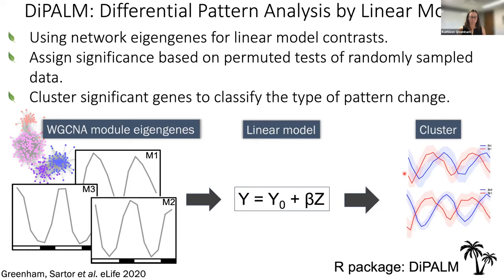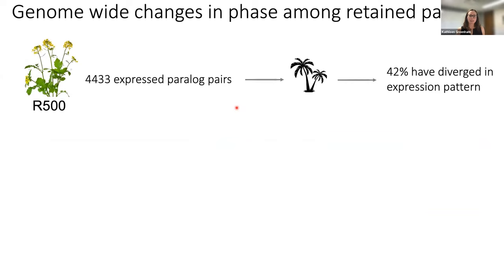So when we go back to that circadian data set and we take our set of expressed paralogs and ask, do they change in expression pattern? We find that over 40% of those genes have diverged in expression pattern. And when we look at some of those clusters, here's two examples.